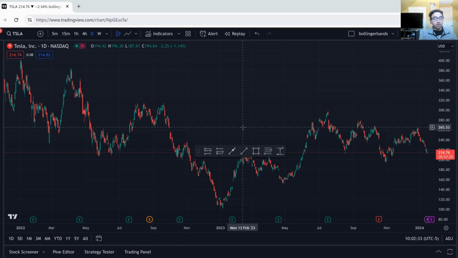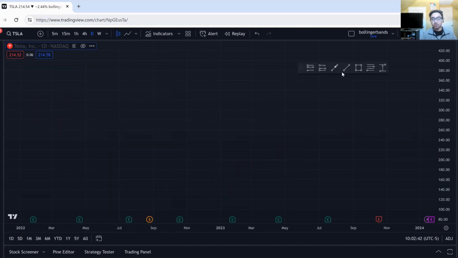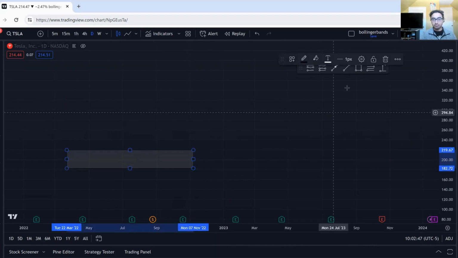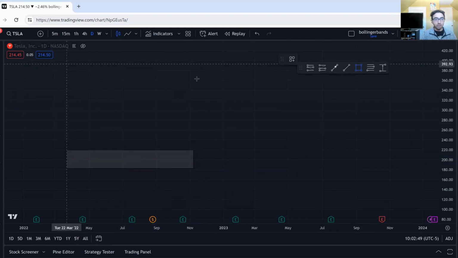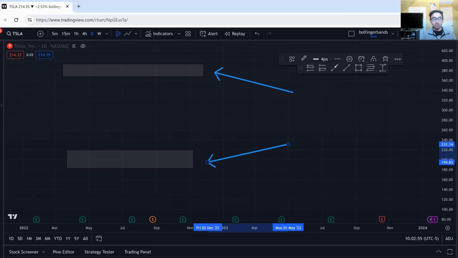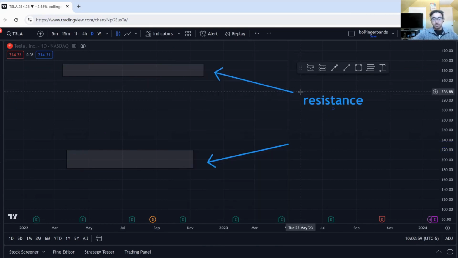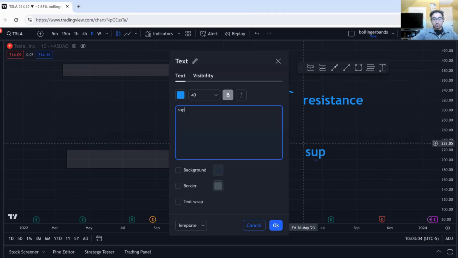So support and resistance. Let's actually hide this for a second. How do I hide? There it is. Okay, cool. So we're going to have two things, right? We're going to have this area over here, and we're going to have this area over here. Now, this and this are the same things, but they're inverses of each other. This one is going to be called resistance, and this one is going to be called support.